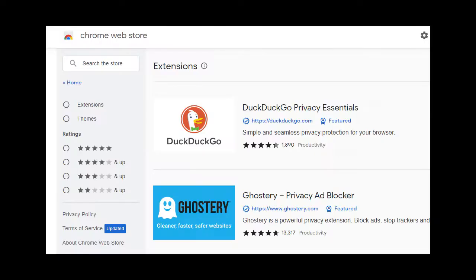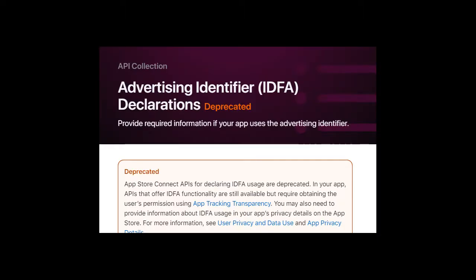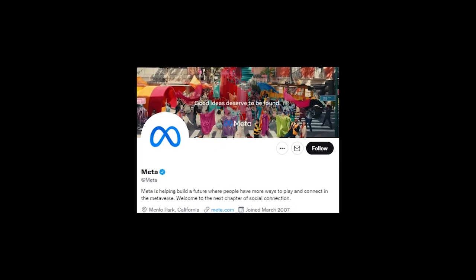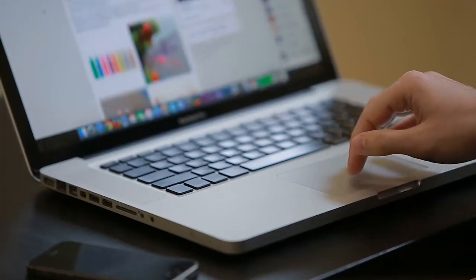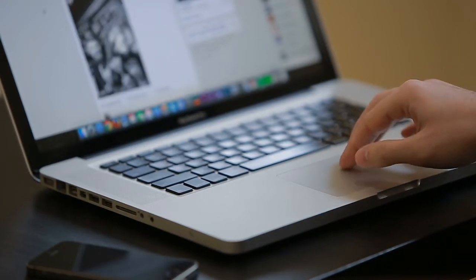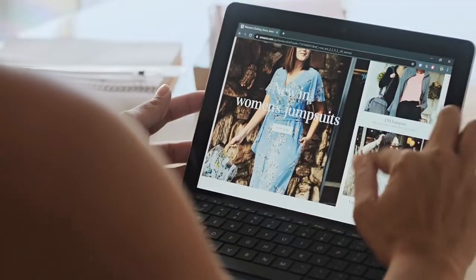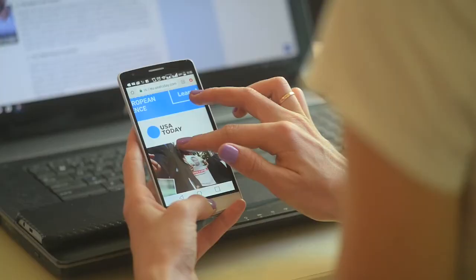As more browsers and extensions begin to block third-party tracker cookies and operating systems remove the advertising ID, ad tech companies have turned to fingerprinting. Browser fingerprinting, also called device fingerprinting or online fingerprinting, is a technique that allows websites and third-party ad tech companies to track your online activity without using cookies.